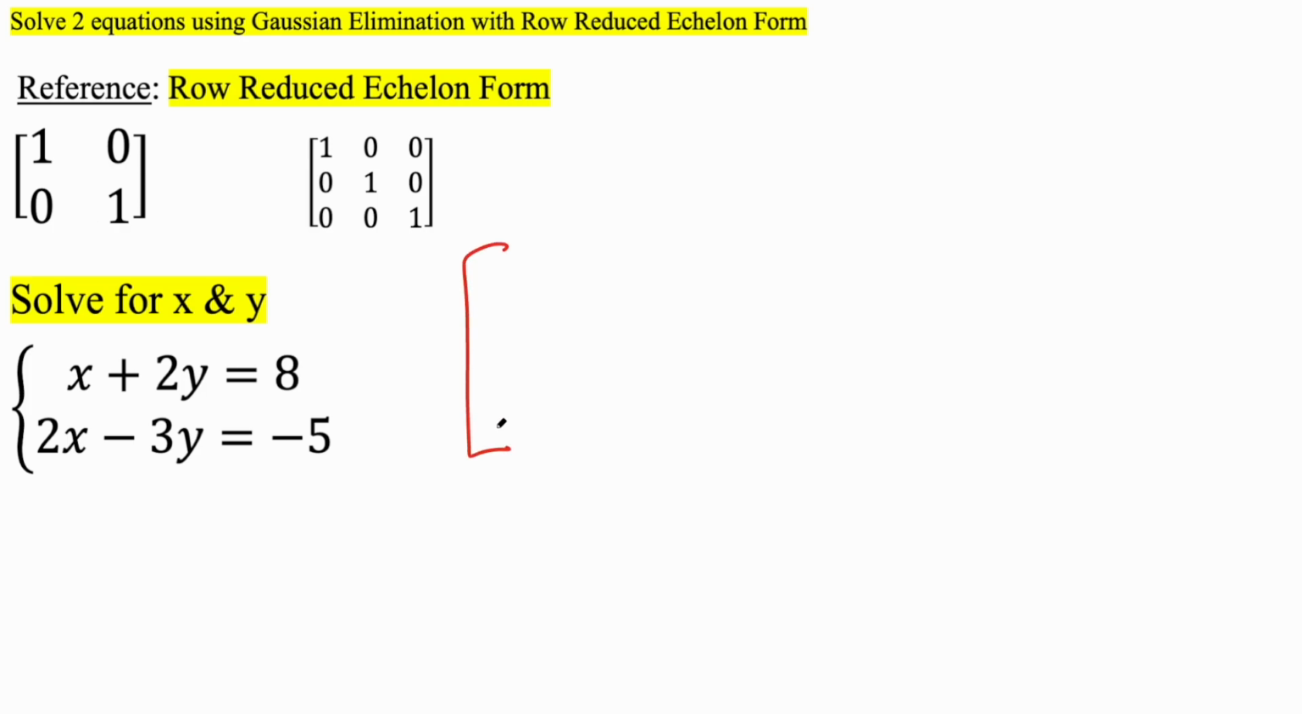First, I'm going to rewrite it. We have 1x, so I'm taking the coefficient, so I'll put 1, 2y, so 2. We have 2x, so 2, negative 3y, so negative 3, dash, dash, dash, that's our answer. We have 8, negative 5. So it's saying x plus 2y is equal to 8, and 2x minus 3y is equal to negative 5.